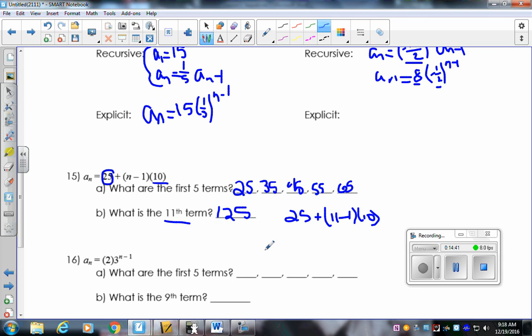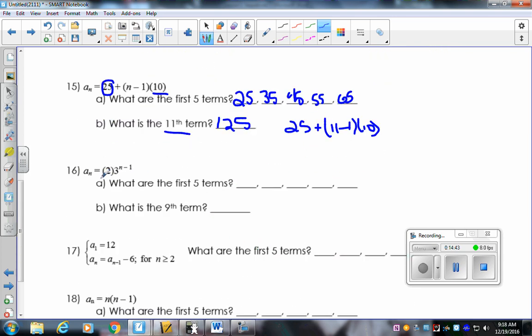Okay. All right, this one, 2 is the first number. And 3 is the ratio. As long as this is n minus 1, that's your first number. And we'll talk about what to do in a little bit in case that doesn't happen. So 2 and multiply by 3. So 6, 18, 54 and 162, I believe. Yes. Okay.